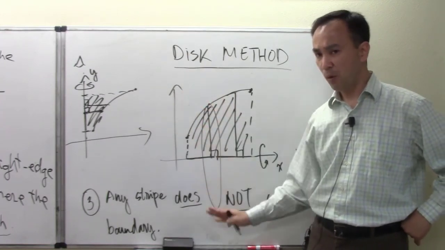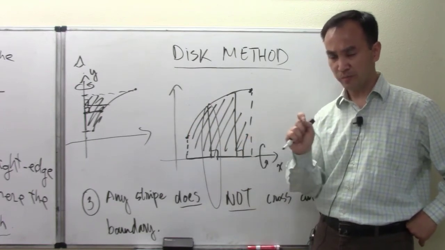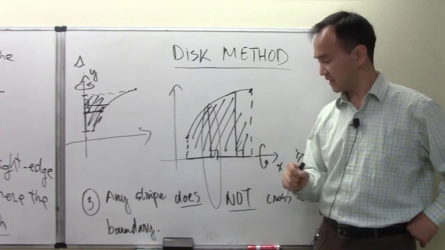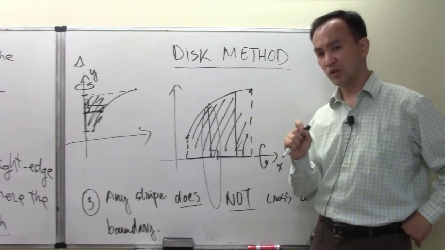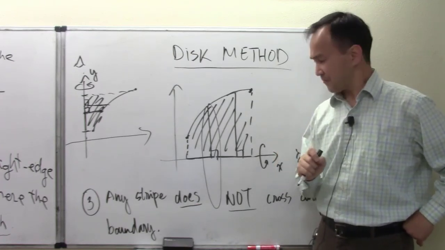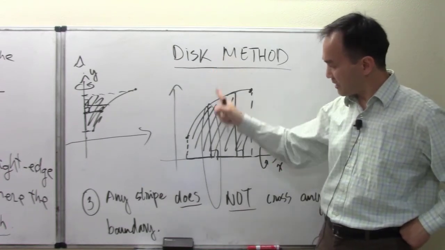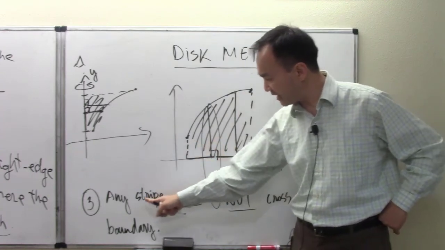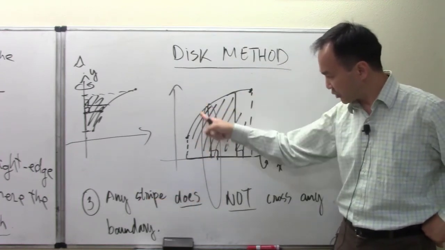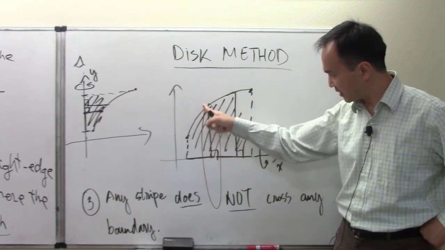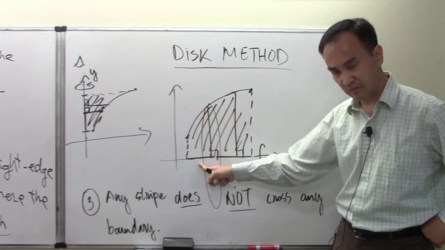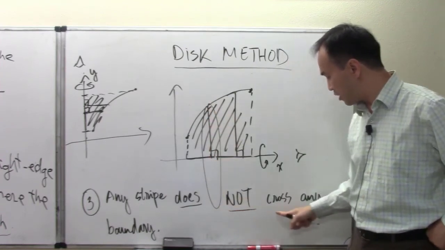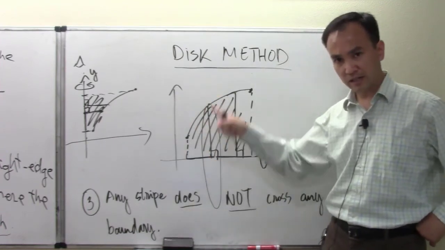Then these key points right here will help you decide which method among the many that you have learned will be the best one for you, the most suitable one to get the problem solved. Okay, so here, if you decide to use the disk method, then one thing to keep in mind, or any time that you realize that any stripe drawn through the region, going from one boundary to hit the center or the axis of rotation, and as long as that stripe does not cross any boundary, then you know that the disk method will work.